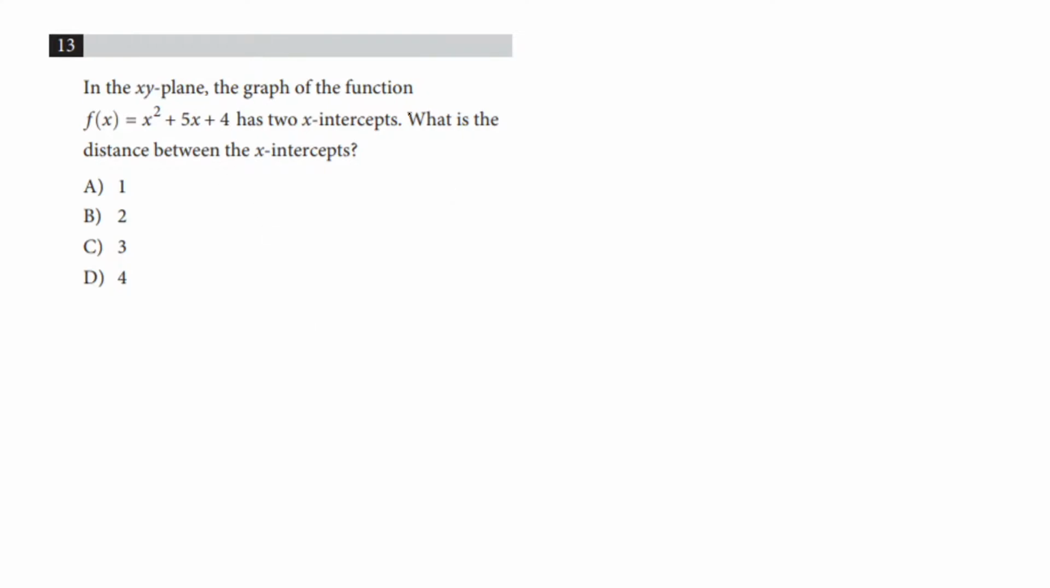In the xy-plane, the graph of the function f(x) = x² + 5x + 4 has two x-intercepts. What is the distance between the x-intercepts? This is longer compared to the rest, but let's just quickly write this down. f(x) = x² + 5x + 4. So let's just factor this. It'll be a lot easier to do so.